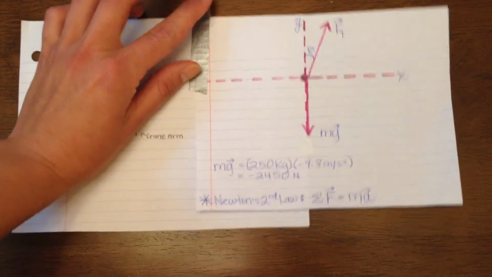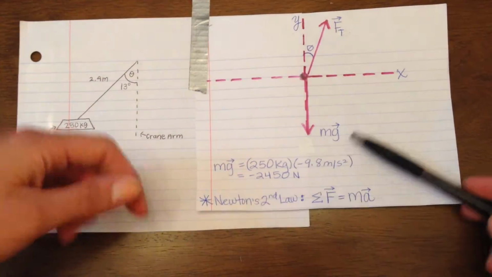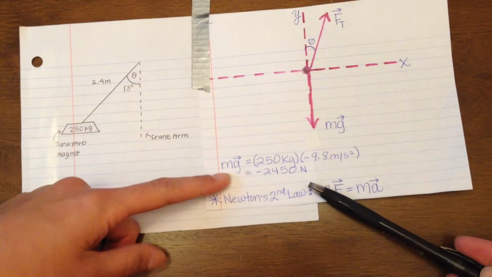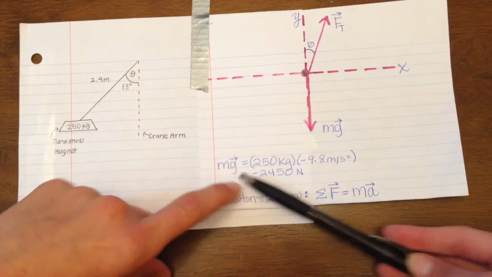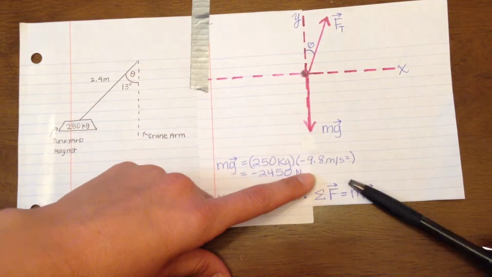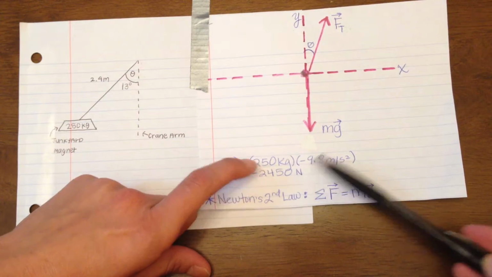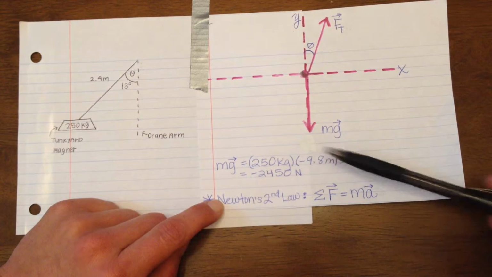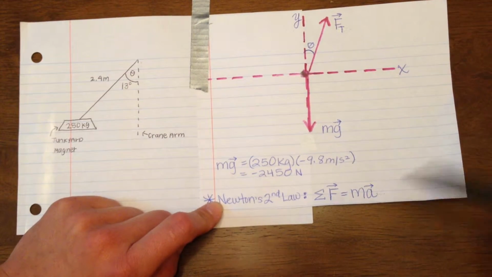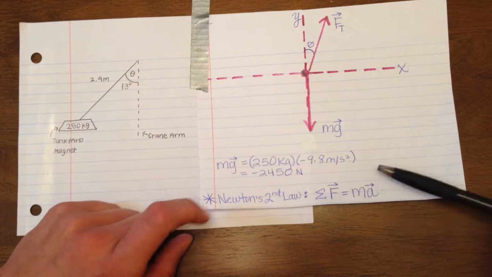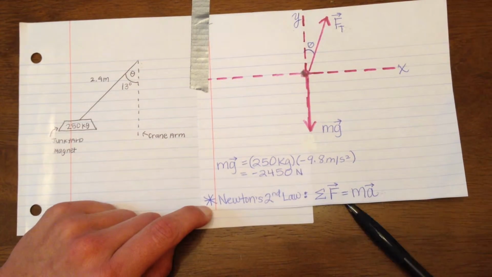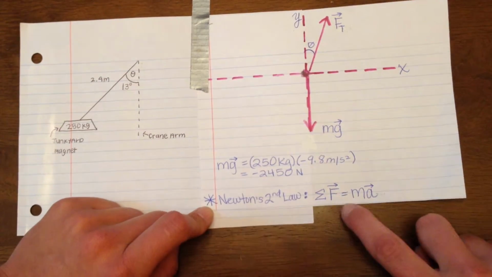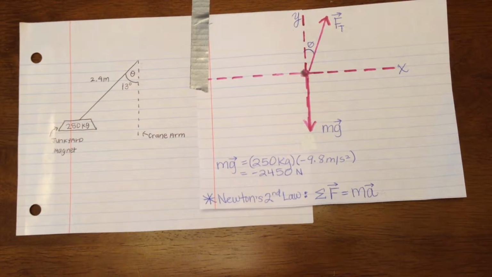Okay. We have our gravitational force going downwards, and I went ahead and figured that out because we do know our mass and we know our gravity, that is negative 9.8 meters per second squared. Our mass is 250 kilograms, and we get a negative 2,450 newtons because kilogram times meter per second squared is newtons. All right, now Newton's second law says that the summation of the forces on an object is equal to the mass times the acceleration of the object.